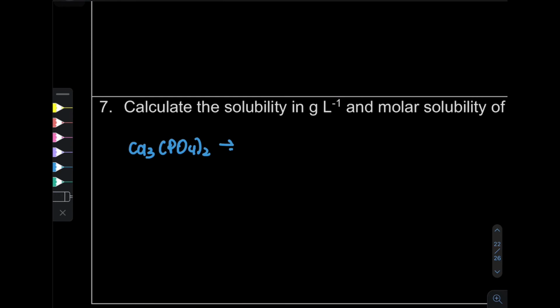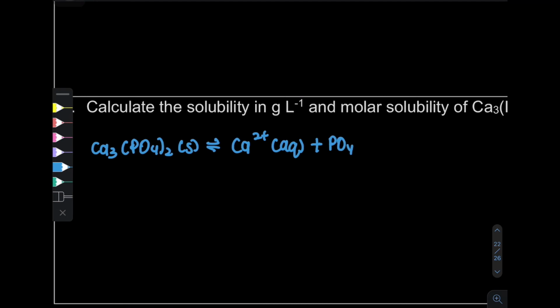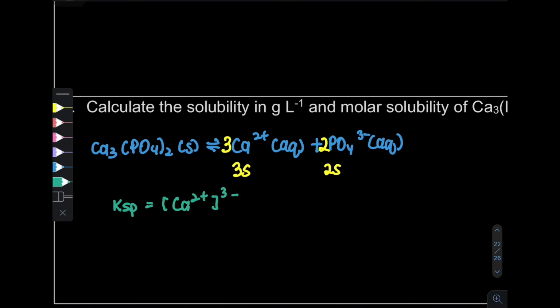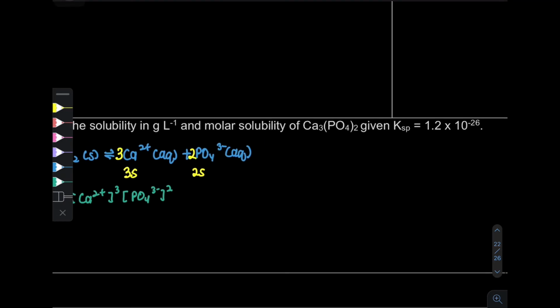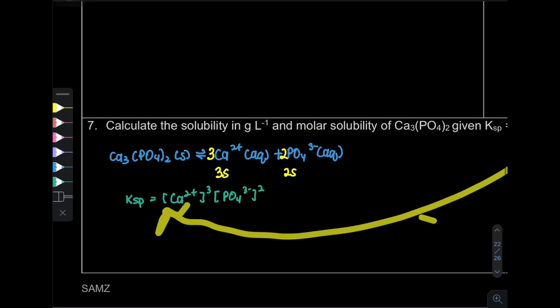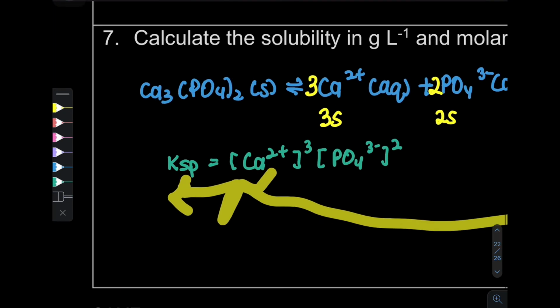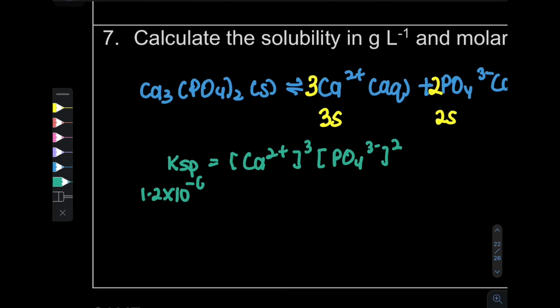So here I'm just gonna write down the equation. Solid tu dissociate, dia jadi calcium dengan PO4 3 minus equals. So how do I know the charge? Is from the formula itself lah. Then I make sure I balance the equation. So sebab tu jadi 3S dan 2S. Next I'm just gonna write down my KSP, which is 1.2 exponent negative 26.